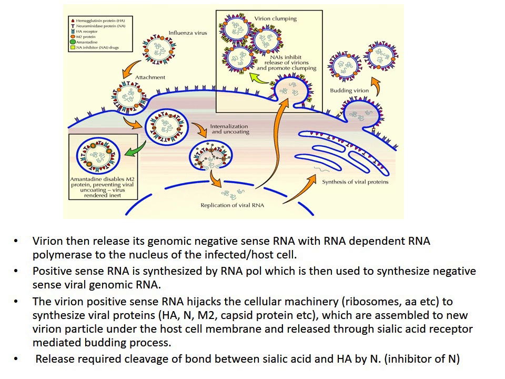And the positive sense RNA hijacks the cellular machinery, that is the ribosome, amino acids, and tRNA, to synthesize viral proteins, that is hemagglutinin, neuraminidase, M2, capsid protein, etc., which are assembled into new virion particles under the host cell membrane and released through the sialic acid receptor mediated budding process, that is receptor mediated exocytosis.